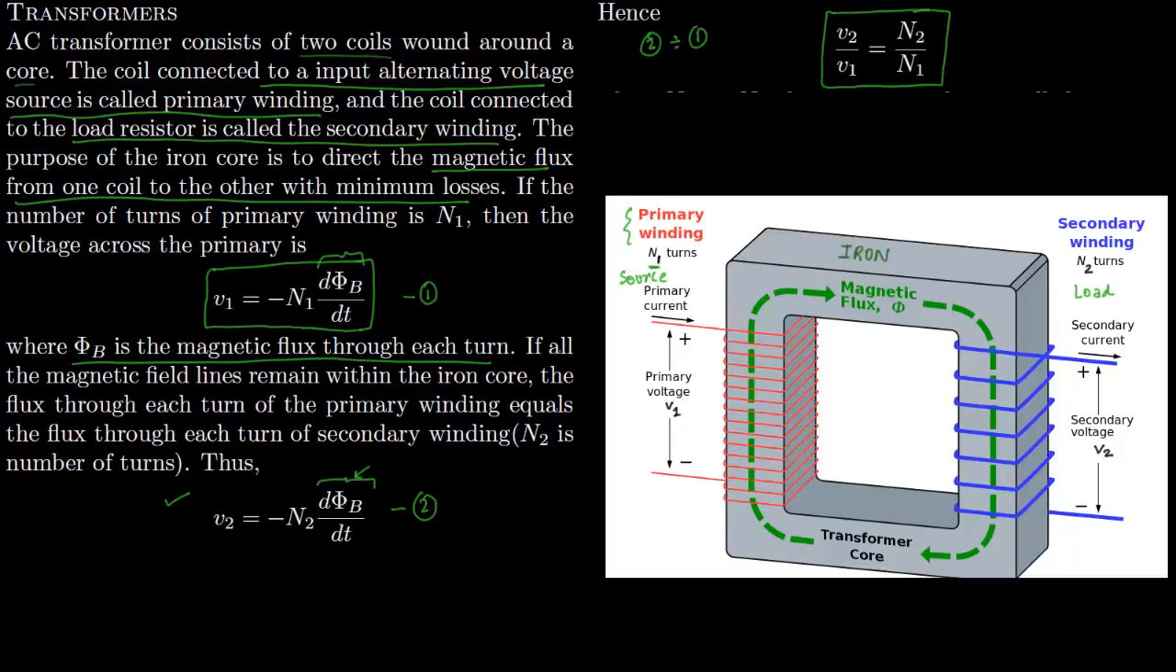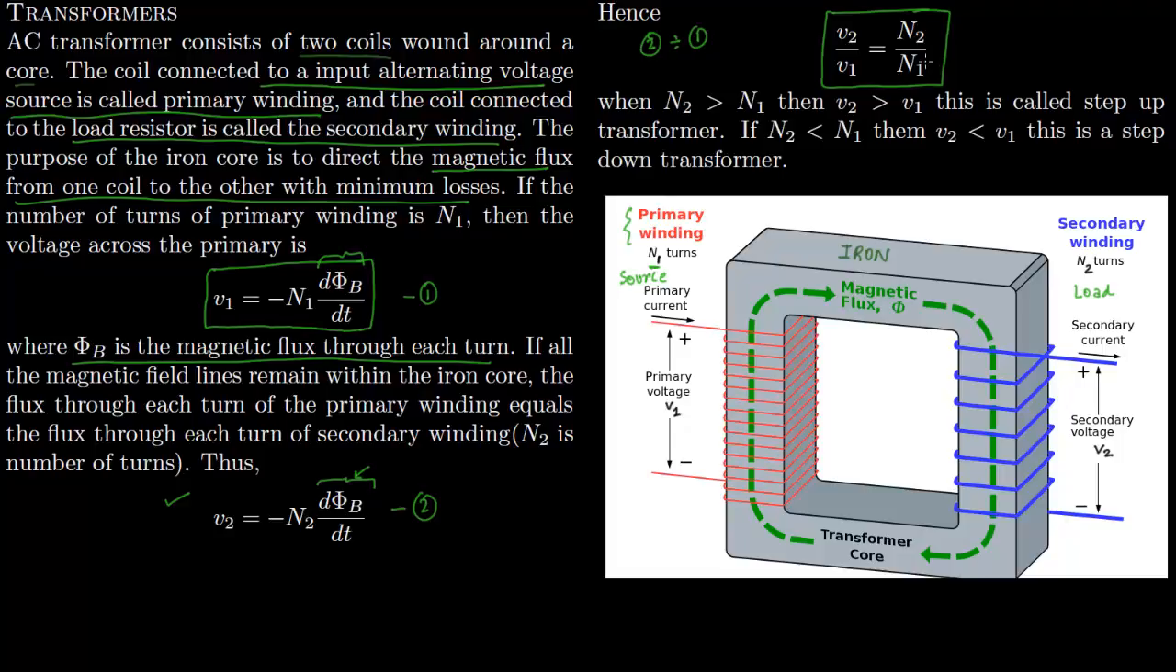So when N2 is greater than N1, the numerator is greater than the denominator on the right hand side. That would imply that V2 is greater than V1. This is called a step up transformer. In this transformer, the voltage going out of the transformer is more than the voltage coming into the transformer.